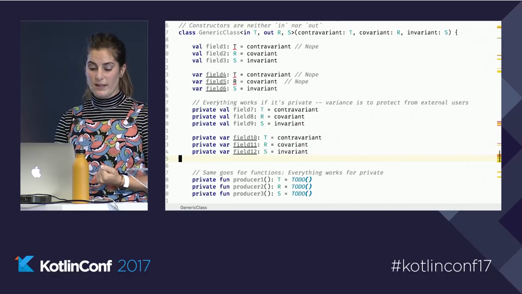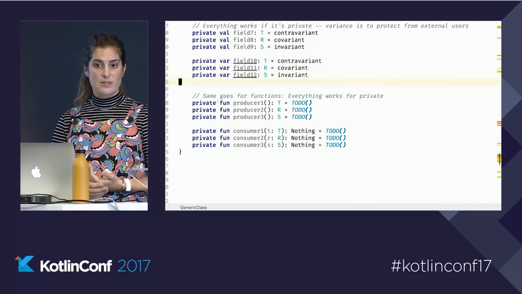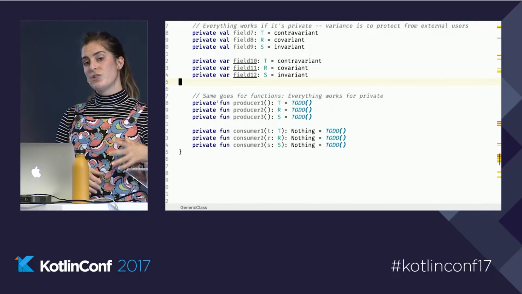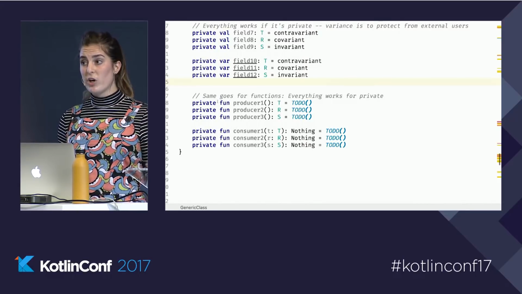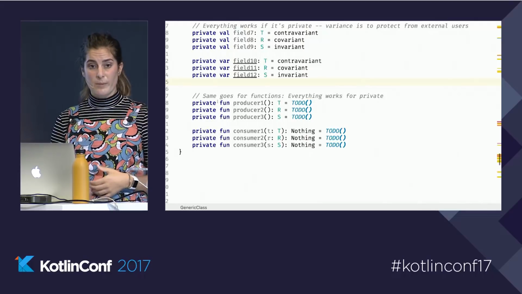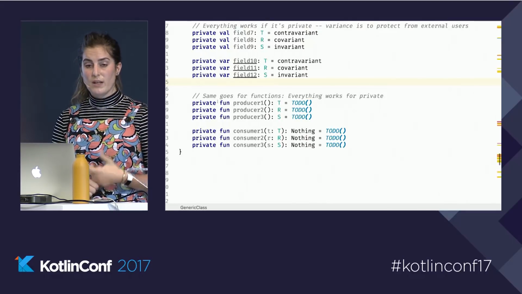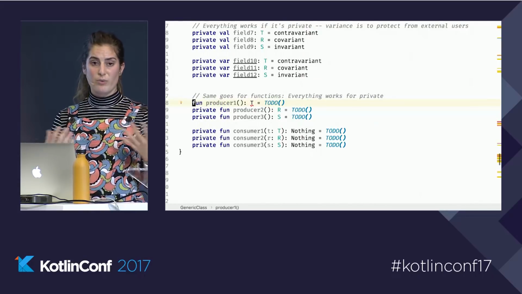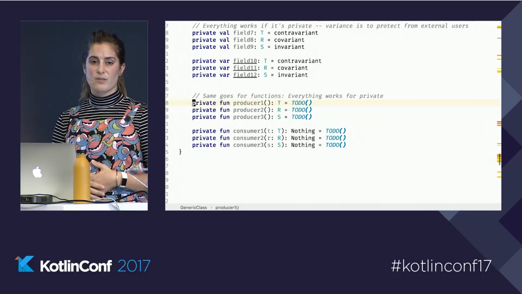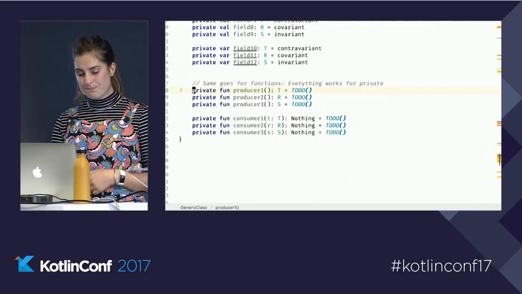Everything is now compiling. The same goes for functions. If you use all of these different generics in the producing spot and mark it private, it's going to work, even though some of those are covariant, some of them are contravariant, some of them are invariant. Same thing with the consuming functions. If I remove this, like so, we get our errors back. But as long as these are marked private, we're free to do what we want.